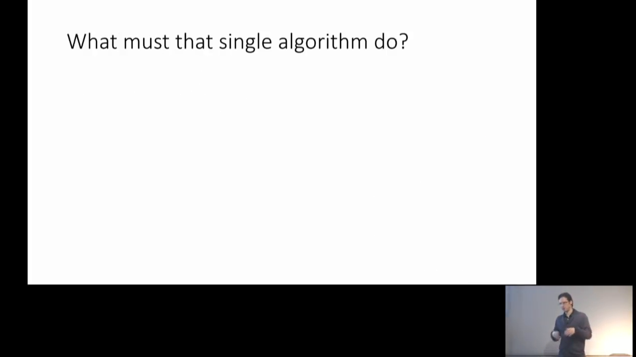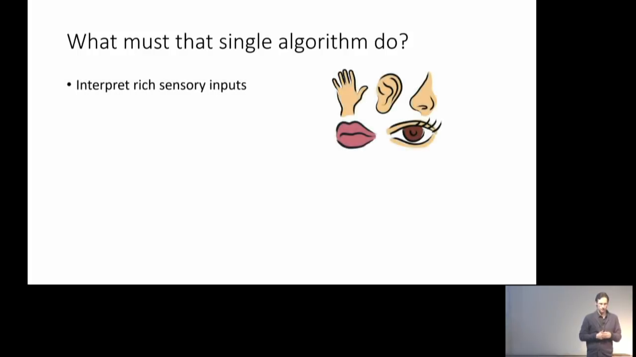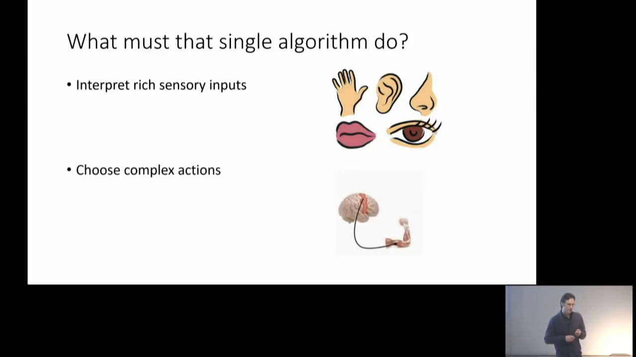Okay, so if we for a minute suspend disbelief and assume this hypothesis is true, what must this single algorithm be able to actually do? Well, it has to be able to interpret rich sensory input, because our agents are going to inhabit a complex environment where they have to deal with senses like vision and hearing and touch and so on that are very high bandwidth, very complicated, and entangle lots of different factors of variation. And they have to choose complex actions. They have to actually choose how to act so as to bring about desired outcomes.